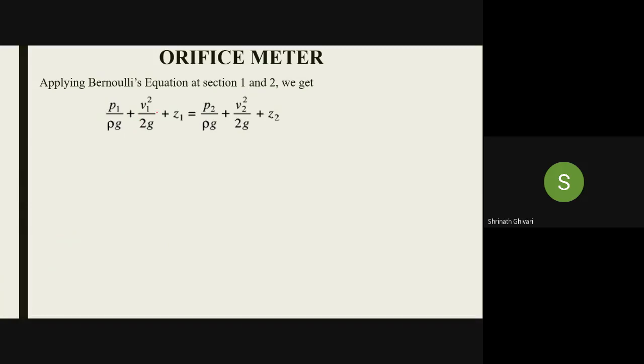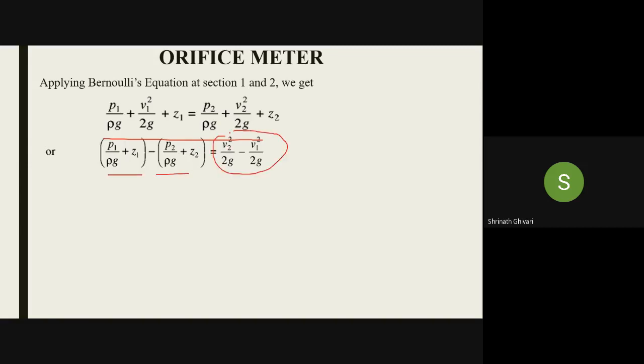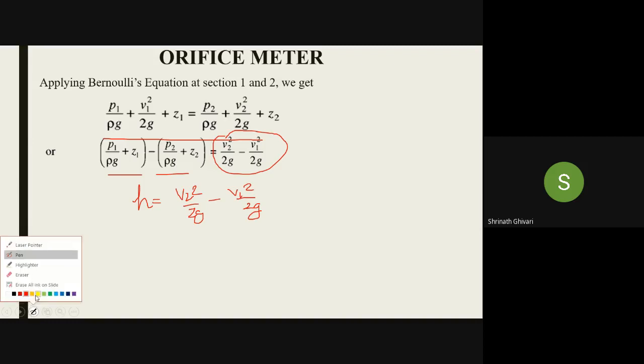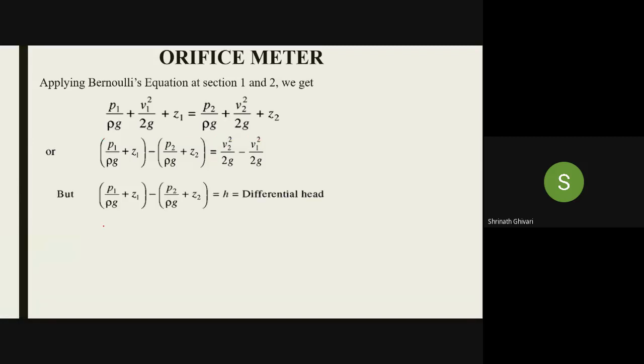Okay, P1 by rho g plus V1 square by 2g is the Bernoulli's equation. So P1 by rho g plus Z1 minus P2 by rho g plus Z2 equal to V2 square by 2g minus V1 square by 2g. So we know that this is H. H equal to V2 square by 2g minus V1 square by 2g. Okay. Now, P1 by rho g, this one is H. Therefore, H equal to V2 square by 2g minus V1 square by 2g.